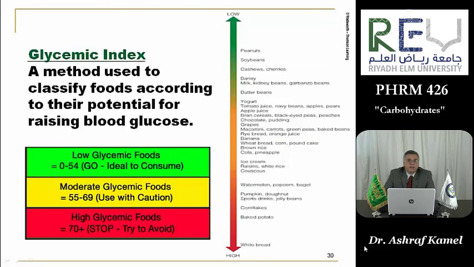The glycemic index is a method used to classify foods according to their potential to raise the blood glucose. We classify foods into low glycemic foods, which are ideal to consume, moderate glycemic foods, which we should use with caution, and high glycemic foods, which are those foods that have the ability to raise the blood sugar very high, and these should be avoided.